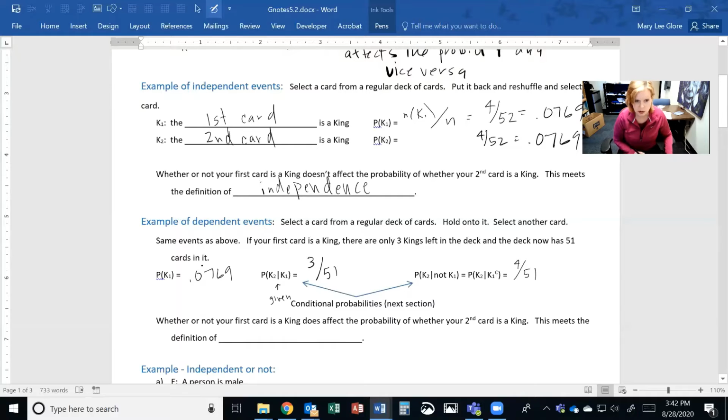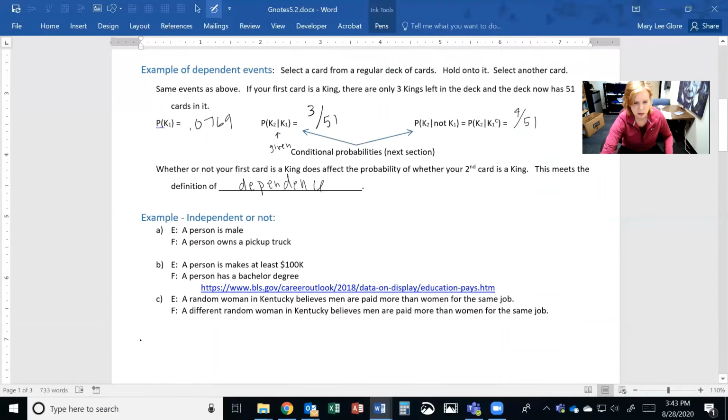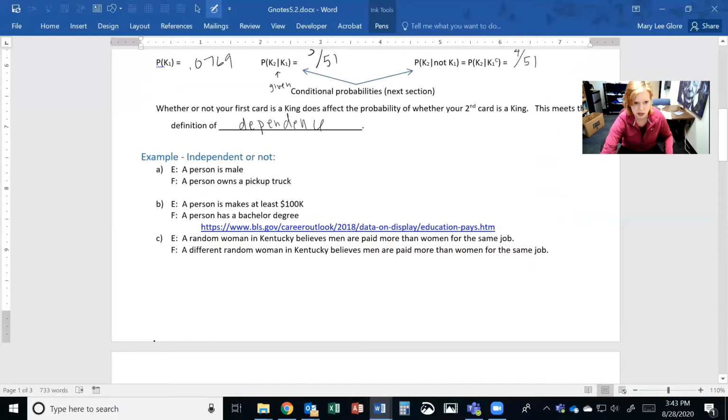So knowing whether or not I have a king in the first card affects the probability of the second one. And so if I have an event that, if it occurs, affects the probability of another event, then that means they're dependent. So this is the definition of dependence. You can think about this as the probability of the second event depending on the first event. So the second card depends on what happens in the first card. So they're dependent.